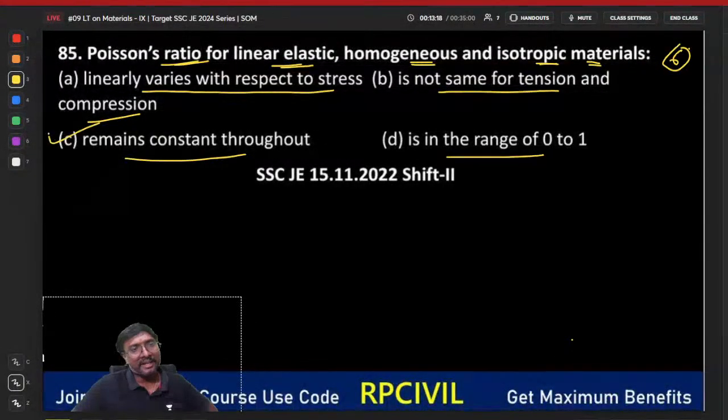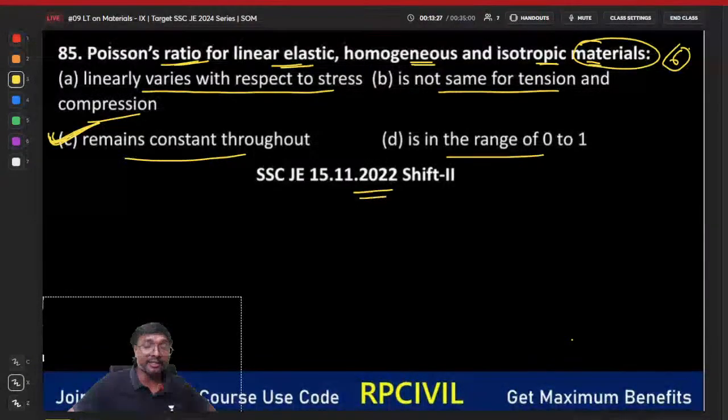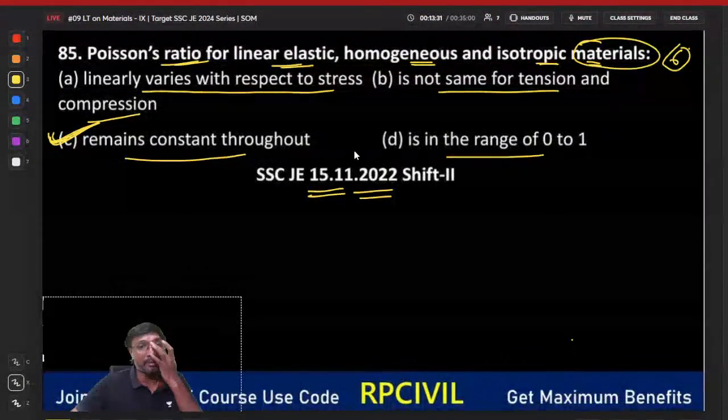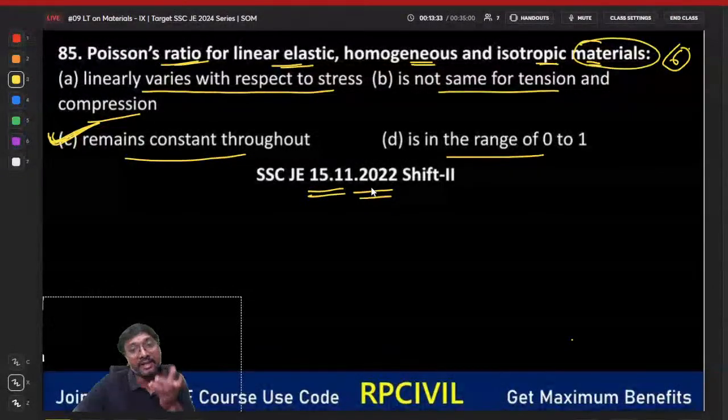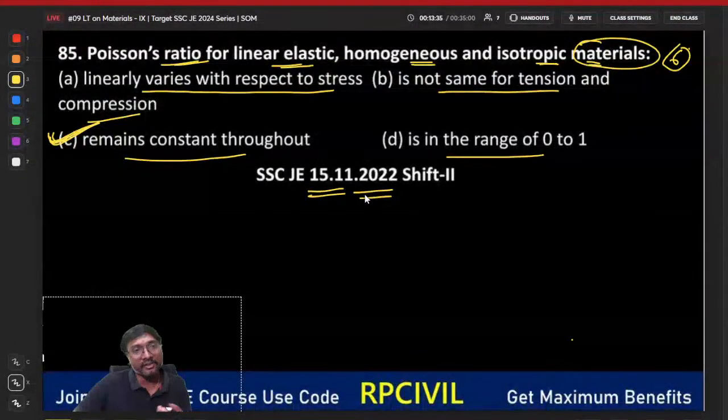It is material dependent, right? For a particular material, is it the same or not? Is it changing with stress, strain, tension or compression, or is it the same for all conditions? Whether the stress is compressive or tensile, whatever it is, it is a material property, right?